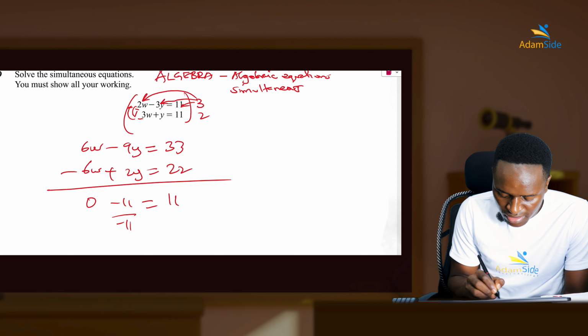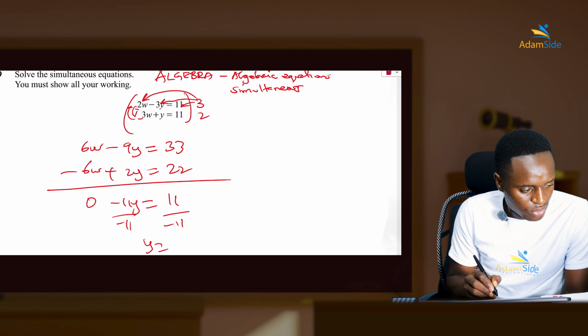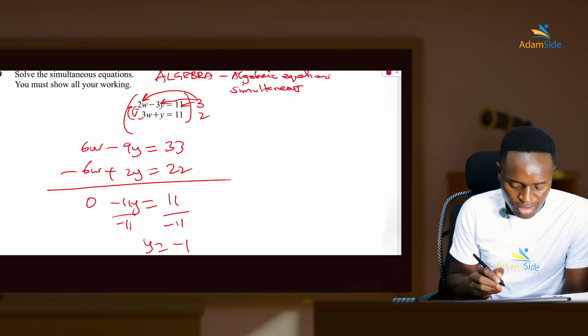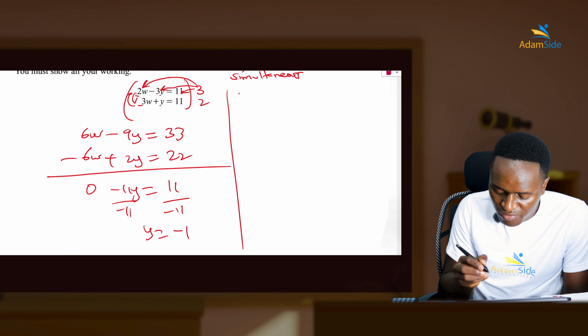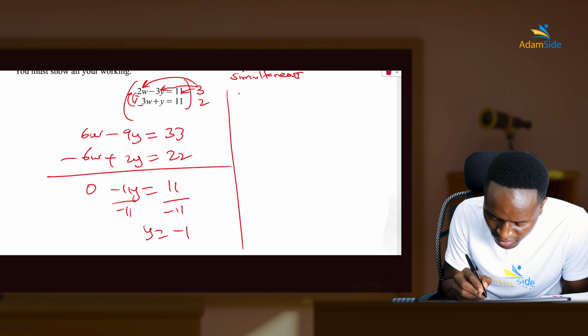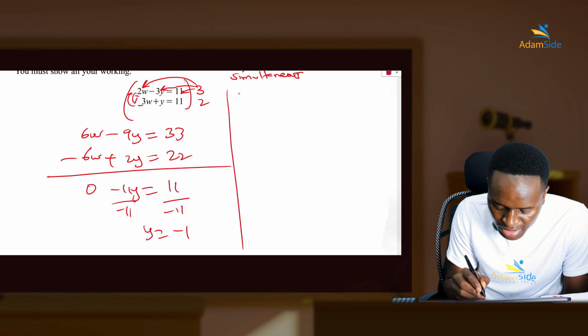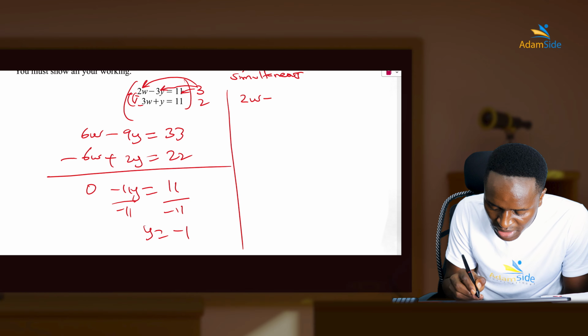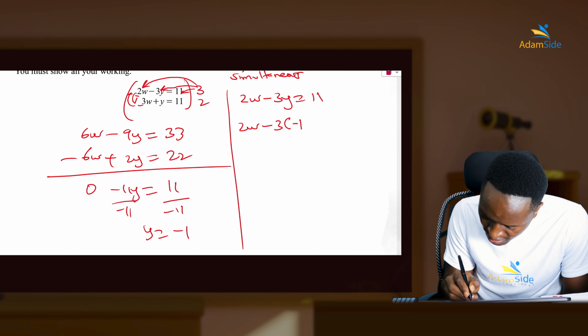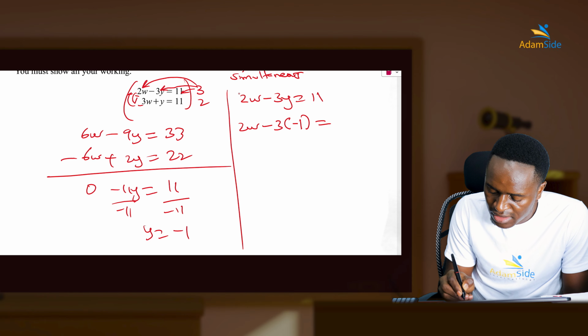So divide by negative 11, divide by negative 11, because this is y. You get y is equal to negative 1. So y is negative 1. After getting y is negative 1, use one of the algebraic equations there. You say 2w minus 3y is equal to 11. And then 2w minus 3, y is negative 1. Replace where you have y with negative 1, is equal to 11.